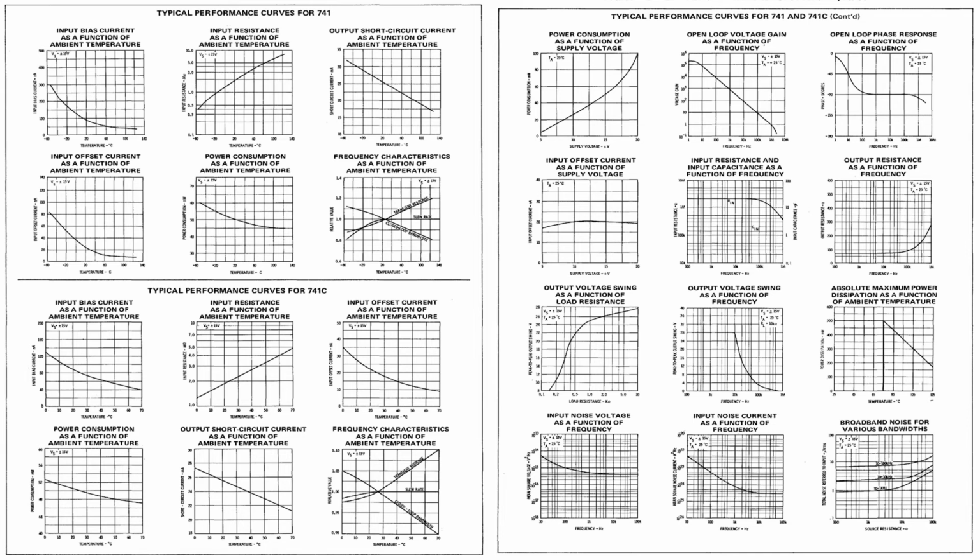Similarly, you can see the frequency characteristics as a function of ambient temperature. This is for 741. Below you can see for 741C. Similarly, power consumption as a function of supply voltage. Here we have seen as a function of temperature, there we are having as a function of supply voltage. Now open loop voltage gain as a function of frequency. When we are not using feedback, that is open loop. Now this is open loop phase response. Here it is gain, here it is phase response as a function of frequency.